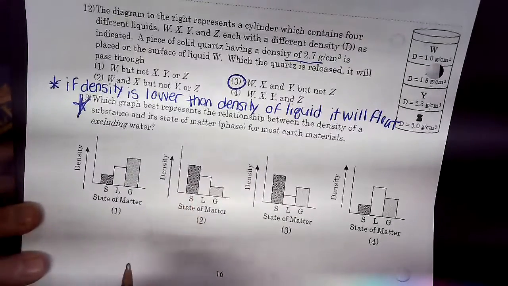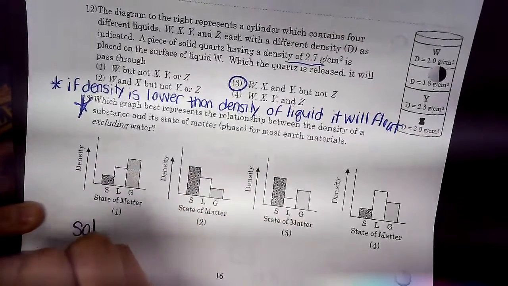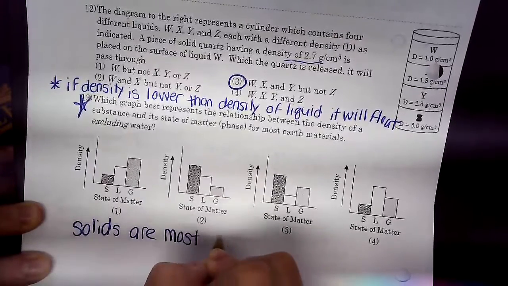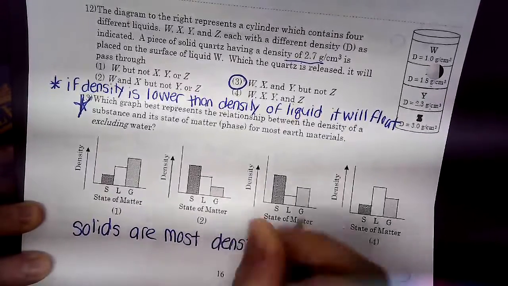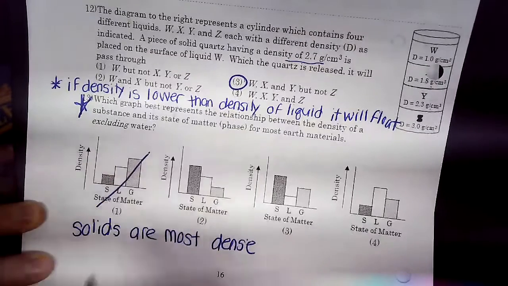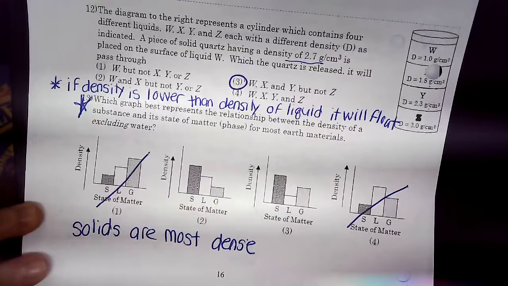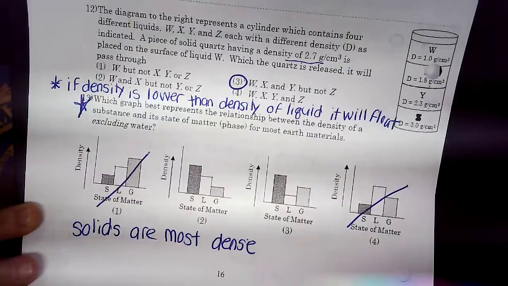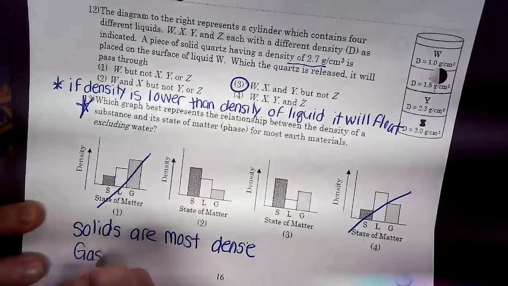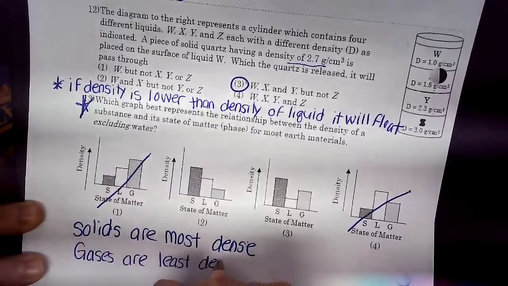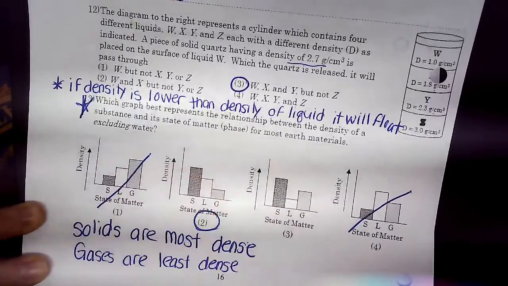Which phase of matter is the most dense? Solids. Solids are most dense. So that right away says it's not answer 1, and it's not answer 4. So who's going to be the least dense, liquids or gases? Gases are least dense. Answer number 2.